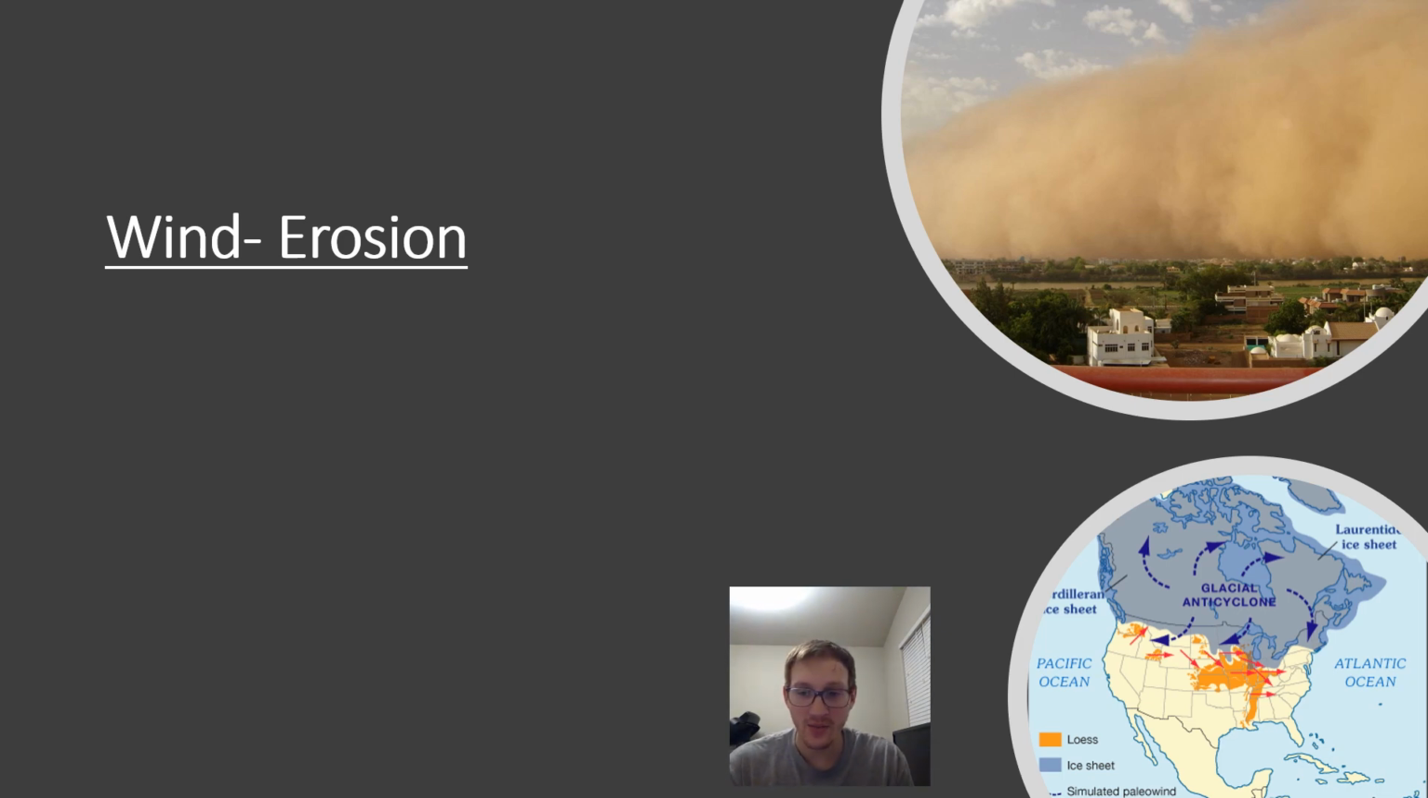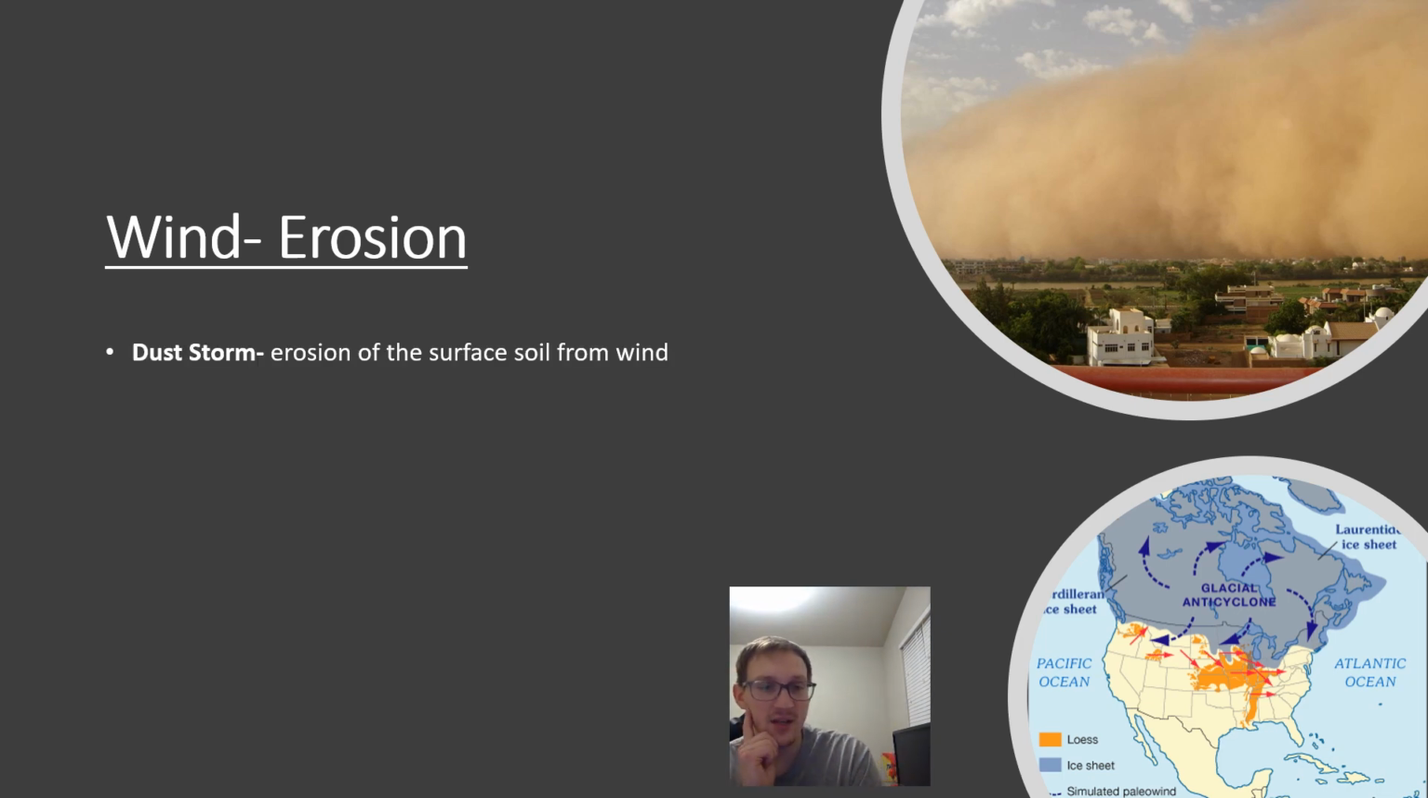All right, and then wind erosion. So like I said, dust storms or the erosion of surface soil from wind. If you get big gusts of wind, you can have giant dust storms that take all the topsoil off of the earth and just kick it up, and it's really not something that is fun to deal with. If you've ever seen a dust storm or been through a dust storm, even a mild one, they are not fun to deal with.